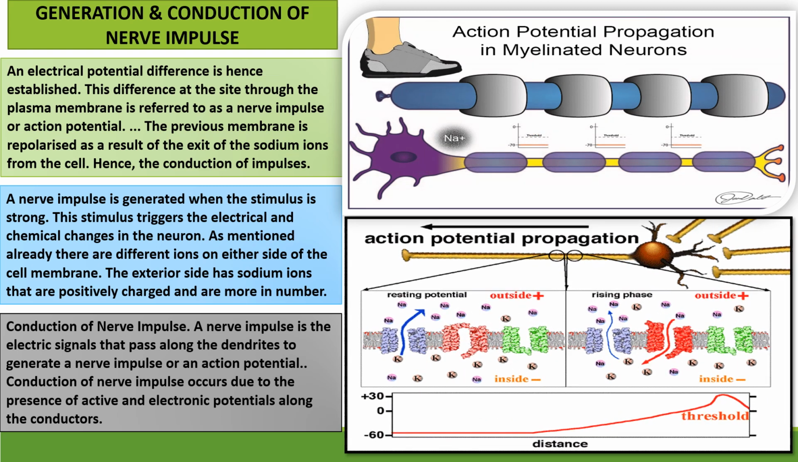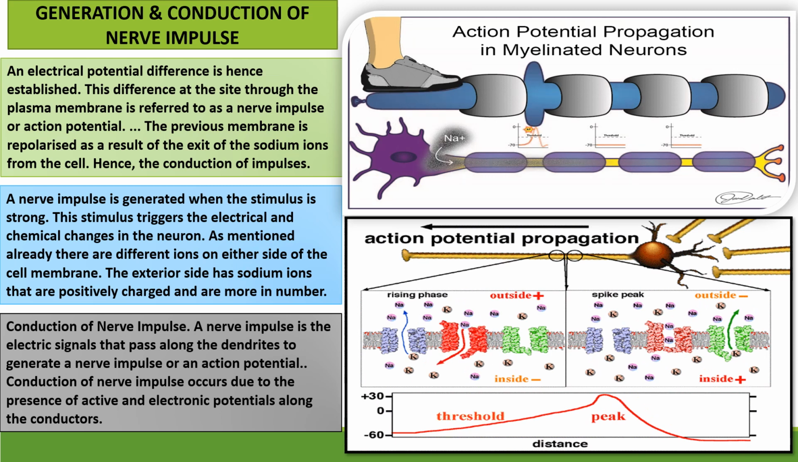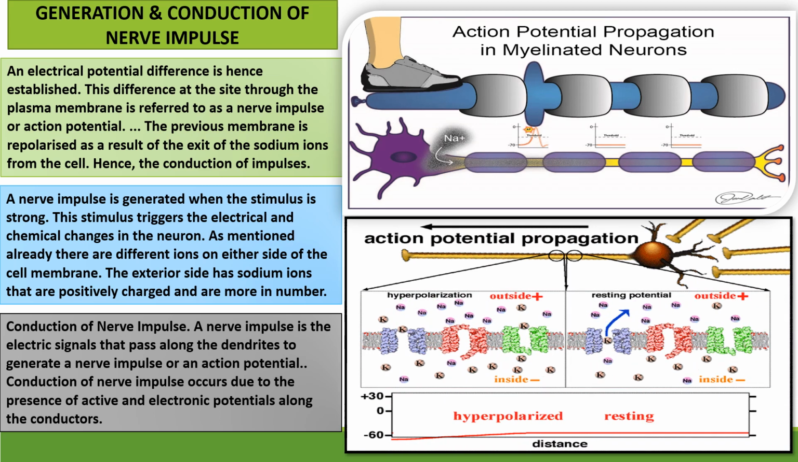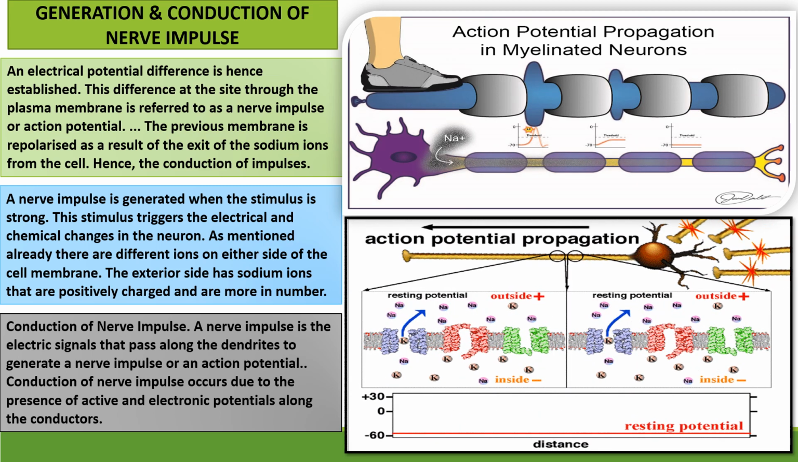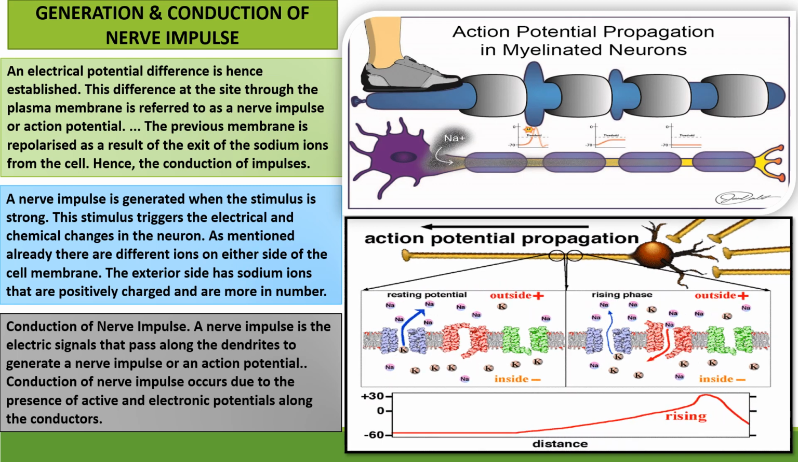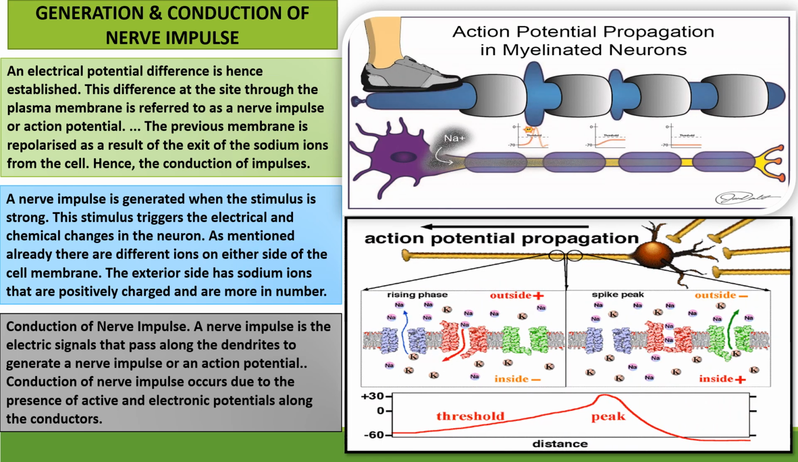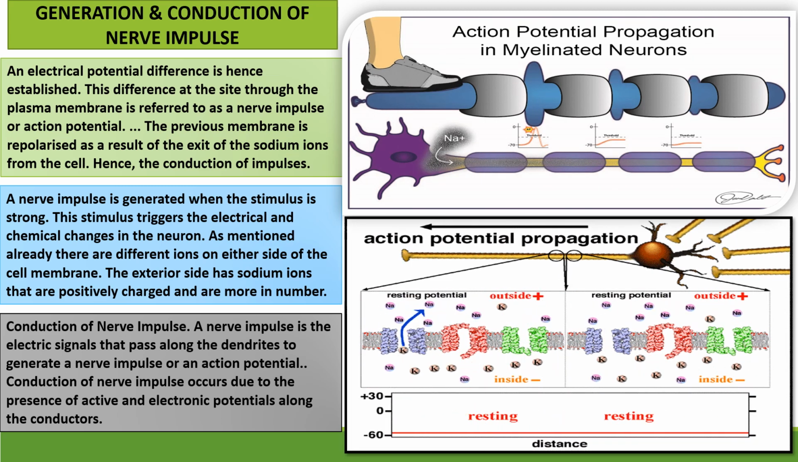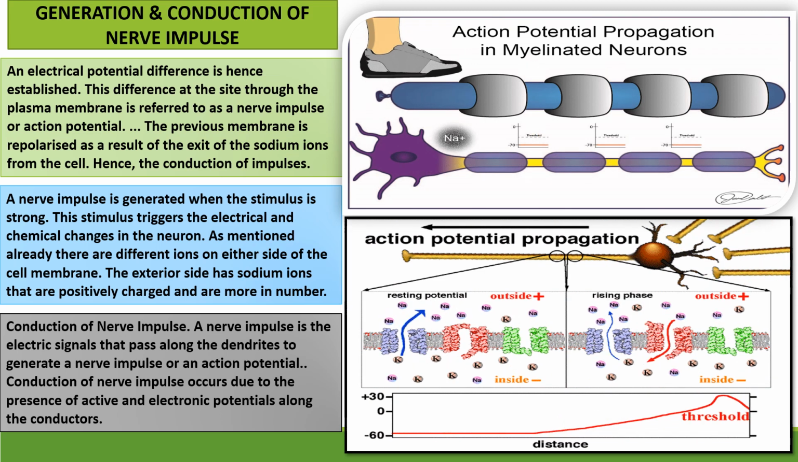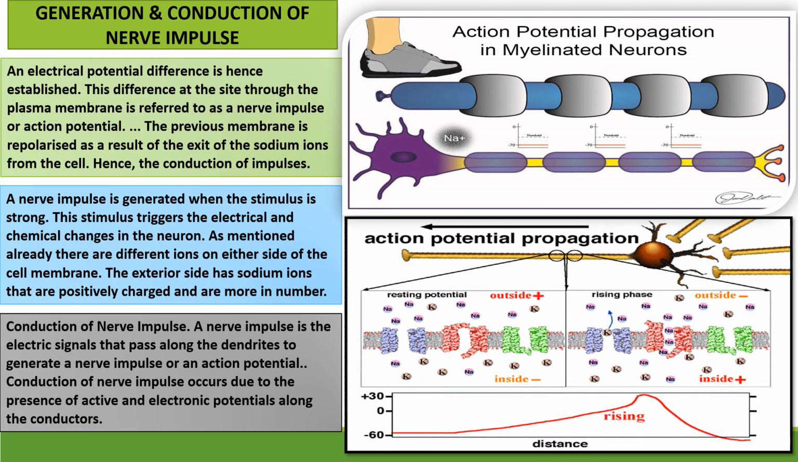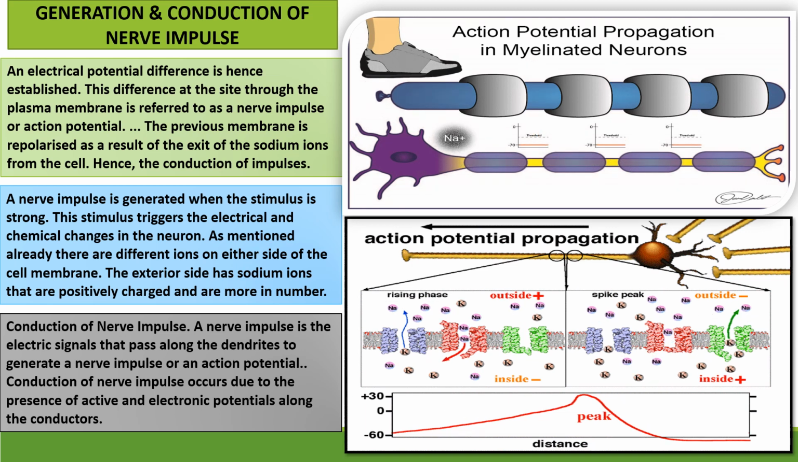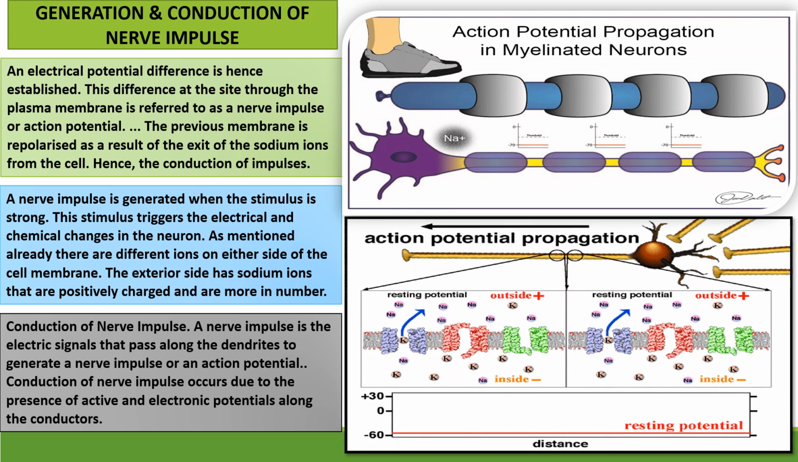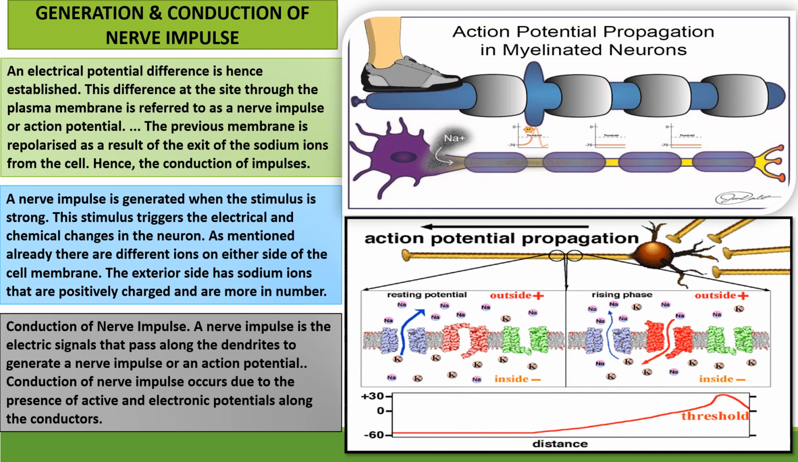You first see this first diagram, action potential propagation in myelinated neurons. You can see I have given the GIF, so you can see this properly. Nerve impulse is moving like this. This is the pathway. Now the next one, conduction. Conduction of nerve impulse. A nerve impulse is the electric signals that pass along the dendrites to generate a nerve impulse or an action potential. Conduction of nerve impulse occurs due to the presence of active and electronic potentials along the conductors.